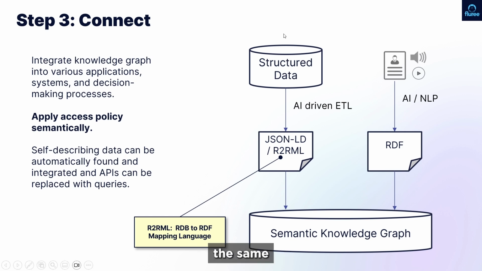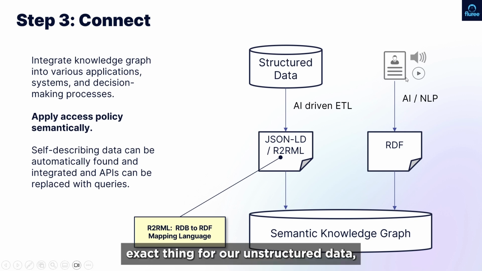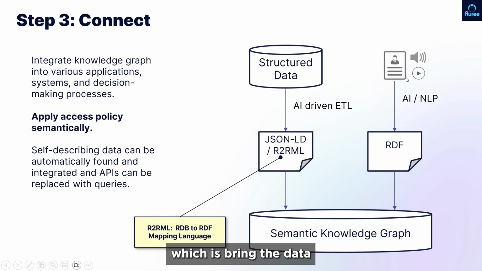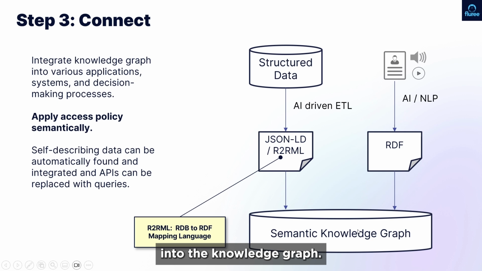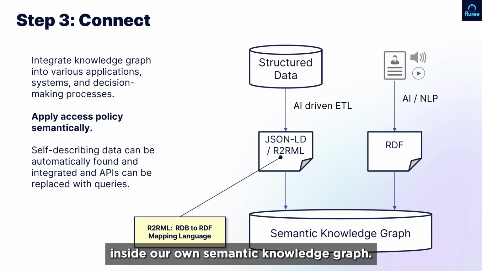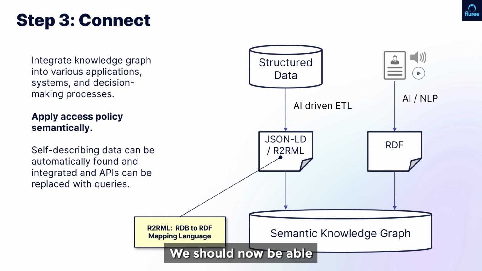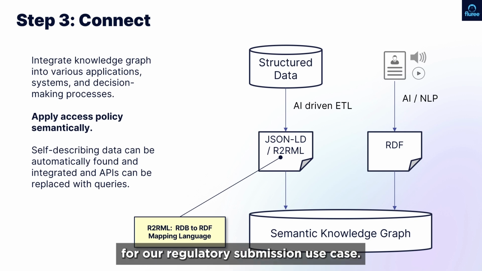We can also do the same exact thing for our unstructured data, which is bring the data, convert it to RDF, or the resource definition framework, and then bring that into the knowledge graph. And now we can ask questions inside our semantic knowledge graph. We can write queries. We should now be able to retrieve information, whether the information was originally in a document, a video, a database table. And this is how we'll be able to now connect the information for our regulatory submission use case.